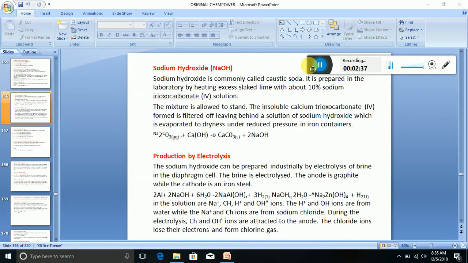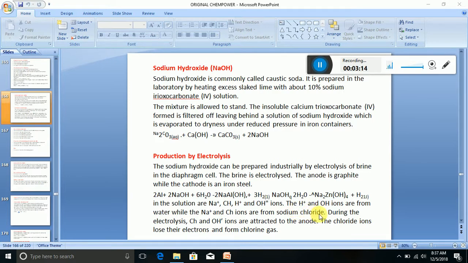Production by electrolysis. Sodium hydroxide can be prepared industrially by electrolysis of brine. In the diagram of the cell, the brine is electrolyzed. The anode is graphite while the cathode is iron steel. The solution contains sodium ions, chloride ions, hydrogen ions, and hydroxide ions. Don't bother about the representations of the ions, they are not correct.